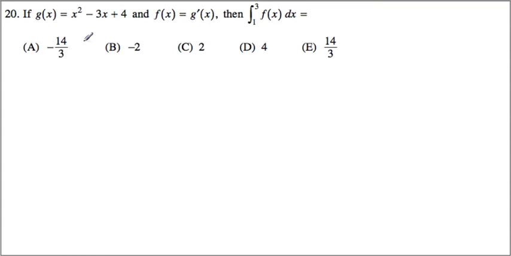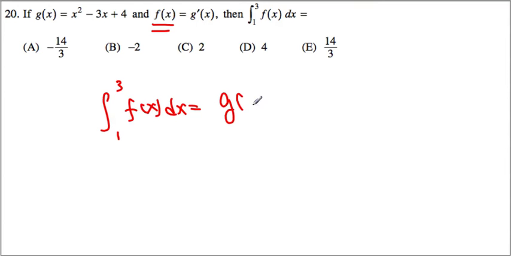Number 20. Let's try to look into this question. We have g of x given, where f of x is the derivative of g of x. By the fundamental theorem of calculus, we are looking for the antiderivative of f, which will be simply g of 3 minus g of 1.